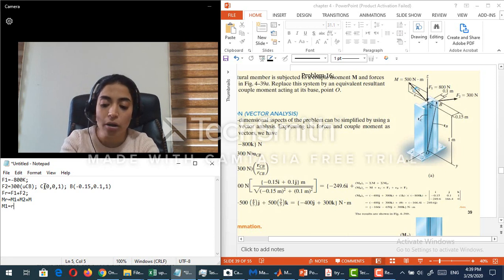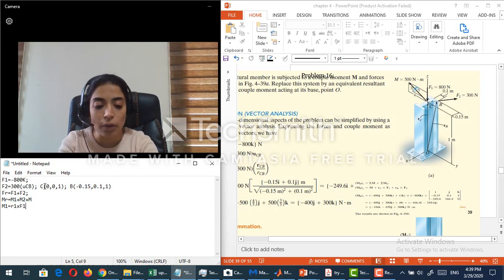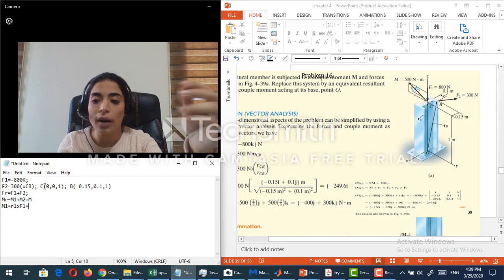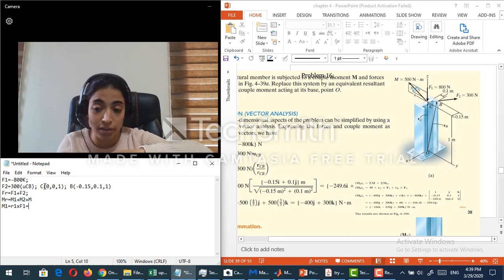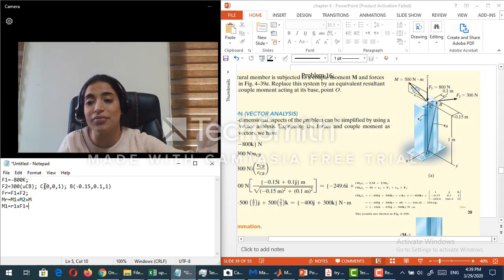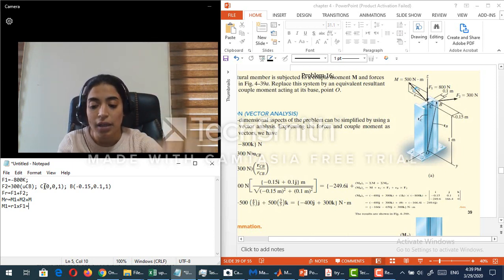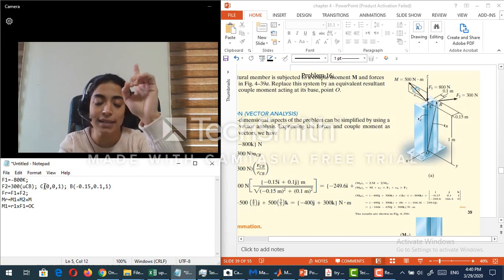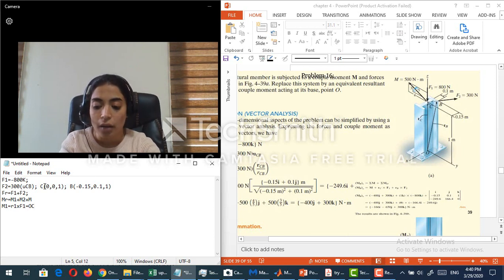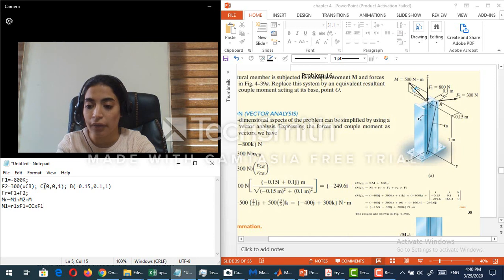M1 is basically R1 cross F1. Now what is R1? R1 is from this point of rotation O to any point on the line of direction of F1. Here, guys, you can pick B, but I will pick C because it is very easy to find OC since C lies on Z. So R1 will be OC, which is equal to 1k, cross F1. Of course F1, I know it because I have found F1 in vector form.